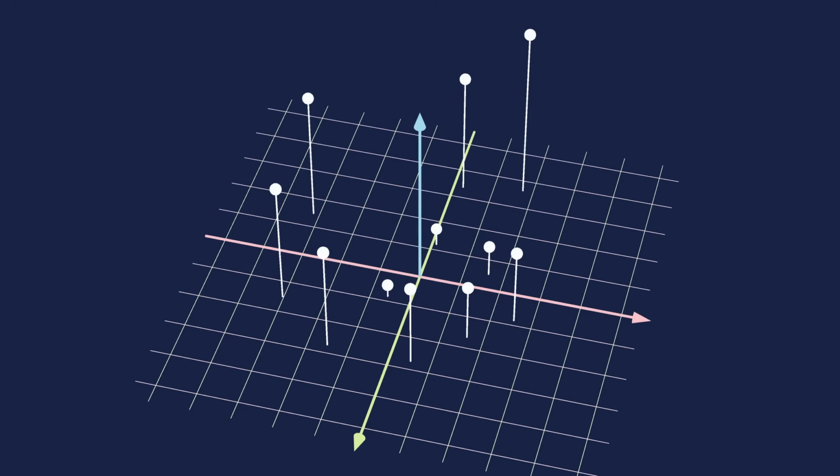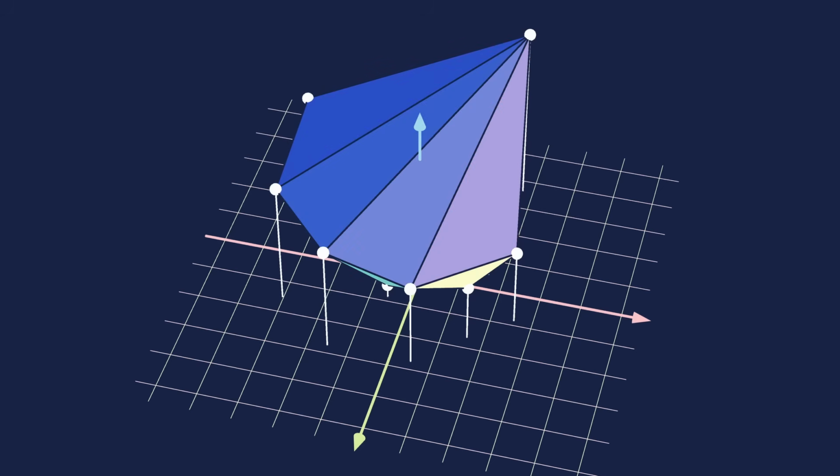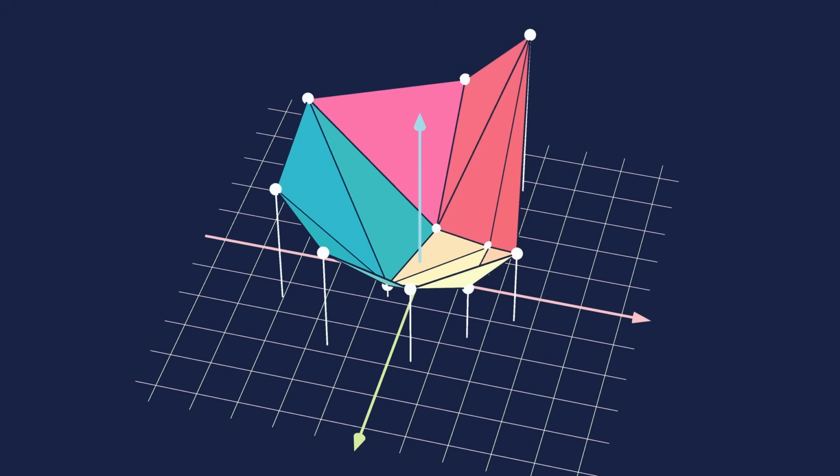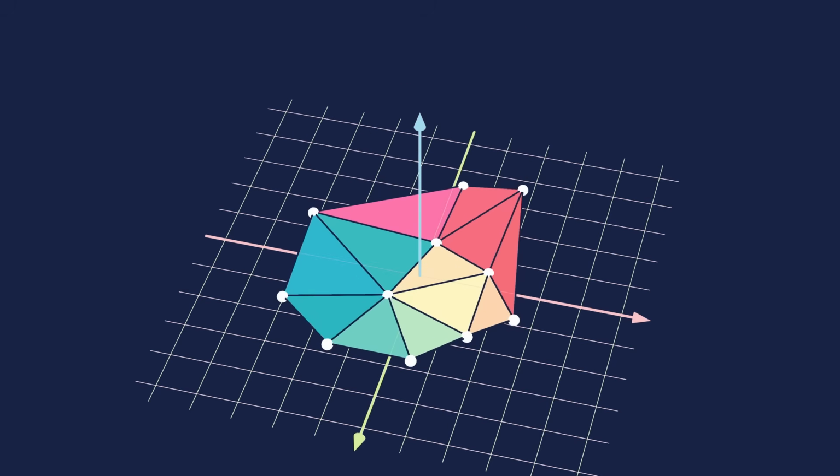Next, you compute the convex hull of the lifted points, remove the triangles which point upwards, and project the remaining triangles down. This will give you a triangulation of the initial points that is as nice as possible, at least with respect to the conditions I talked about a few minutes ago.